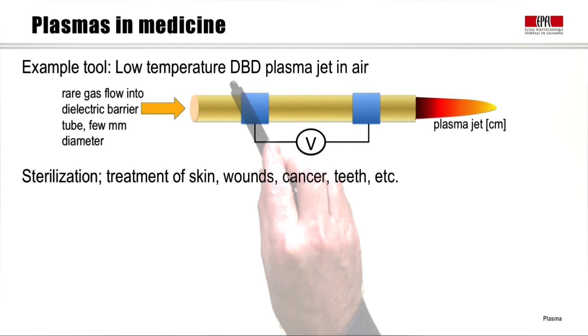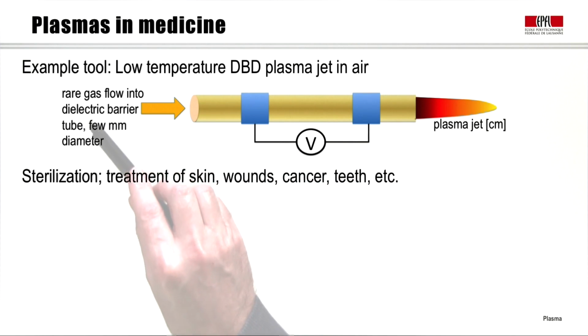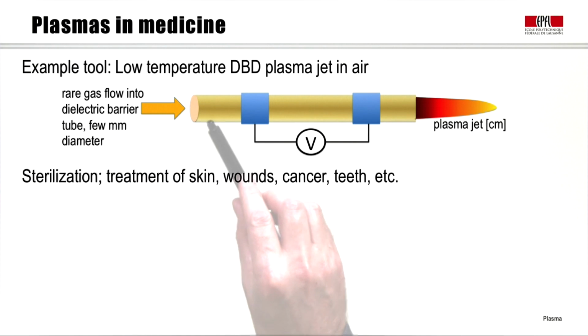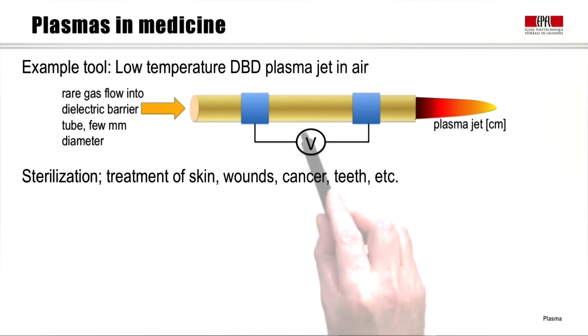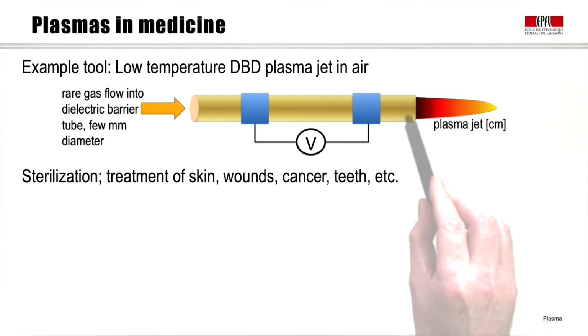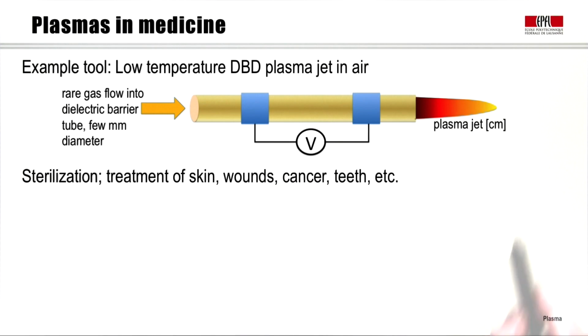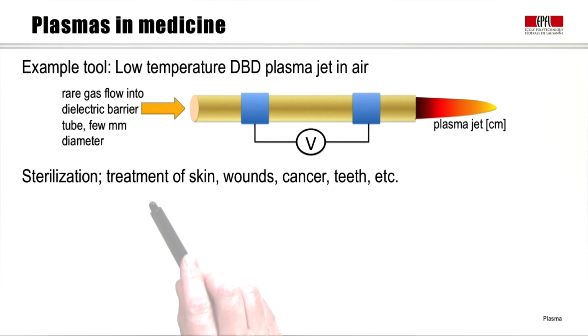We'll consider a low temperature dielectric barrier discharge jet in air, where we have a rare gas flowing into a dielectric tube, which could be glass. This glass separates the gas from the conducting electrodes, which have an alternating voltage across them. This creates a plasma in the tube and a plasma jet emanating from the tube. This plasma jet could be used for sterilization, for example, for killing bacteria. It could also be used to treat skin, wounds, cancer, teeth, etc.